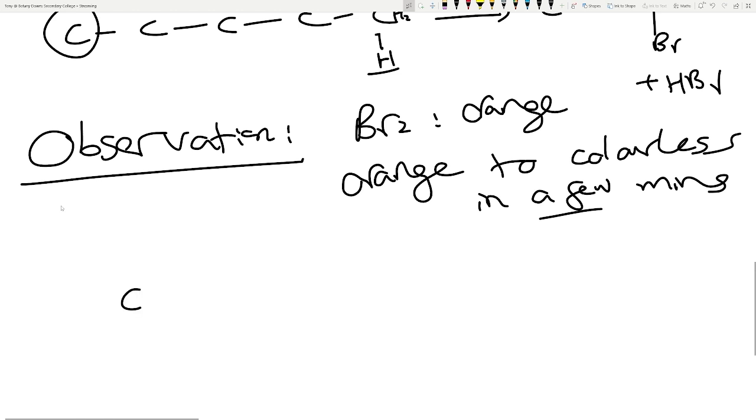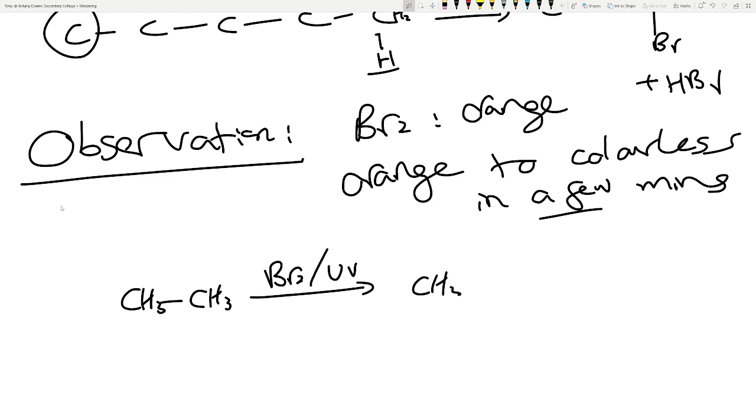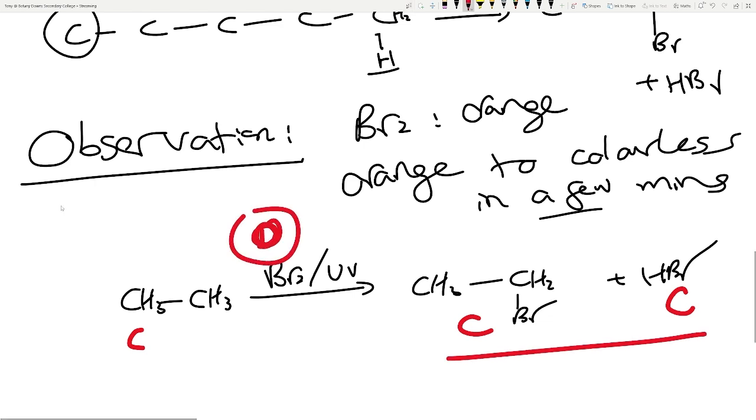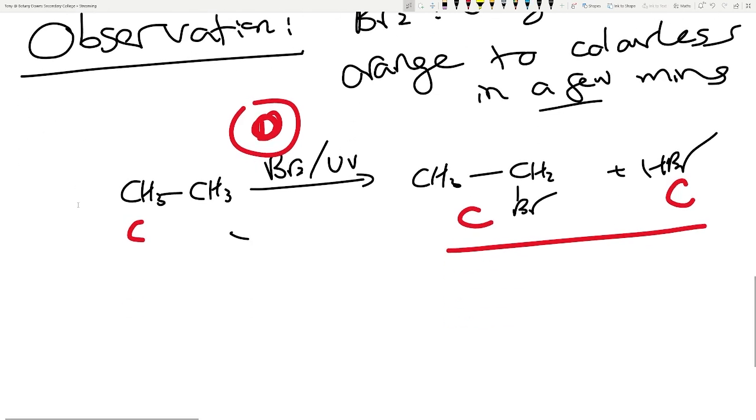So let's say, for example, if I do this reaction plus Br2 and then UV light, and this turns into that CH3, CH2, Br plus HBr. So if you think about the colors, why does it go from orange to colorless? This is colorless, this is colorless, this is colorless, and this is orange. So this goes from orange to colorless, and that's where your color change comes in. And that's all the reactions you need to know for alkanes.